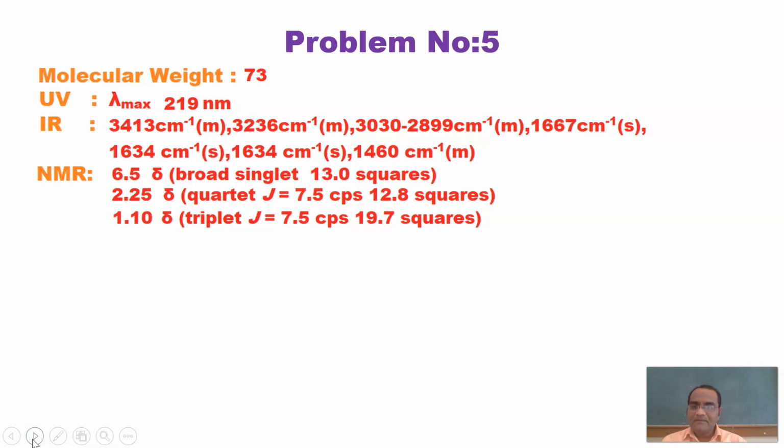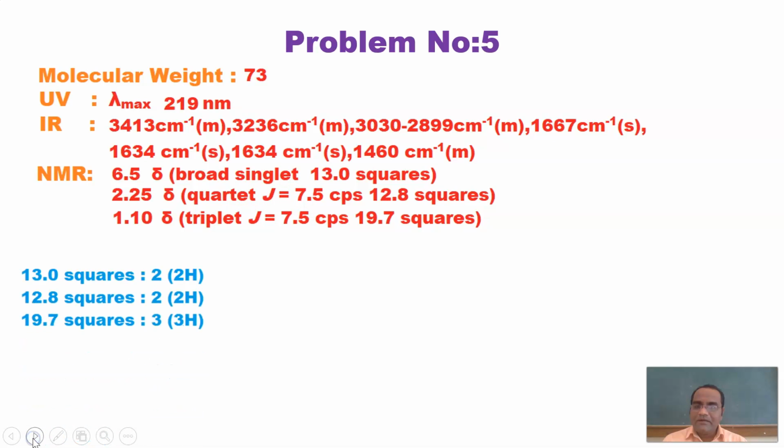Now coming to the NMR values: 6.5 delta value showing a broad singlet of 13.0 squares. After that 2.25 quartet, J value 7.5 CPS and 12.8 squares, and 1.10 delta value, triplet, J value 7.5 CPS and 19.7 squares. The same J value means that this quartet and triplet are adjacent to each other.